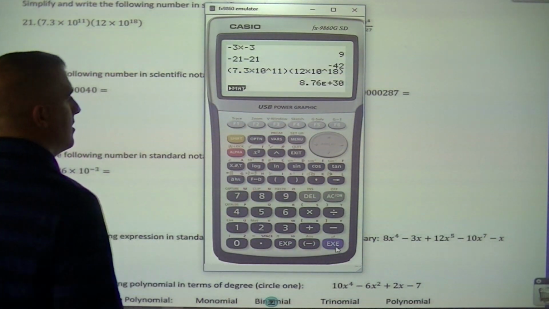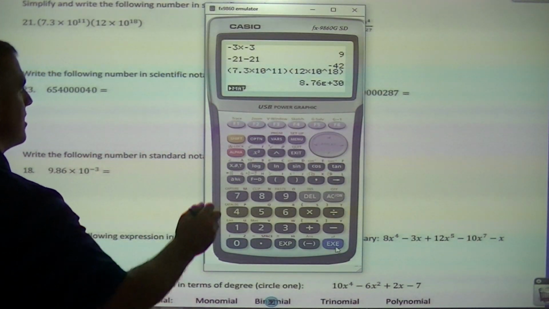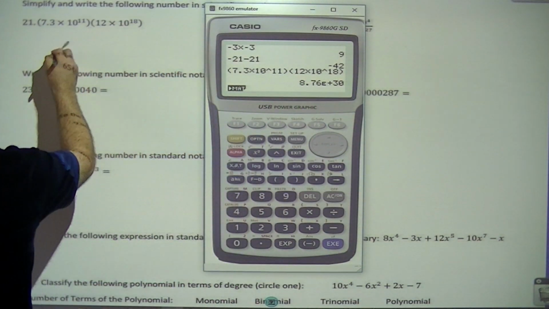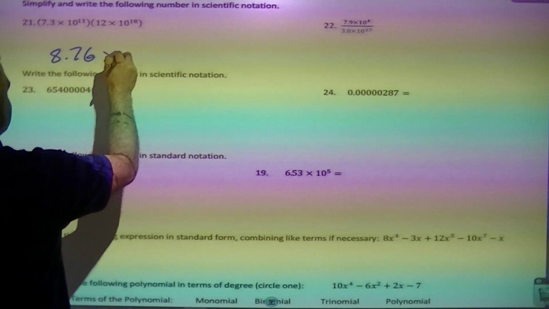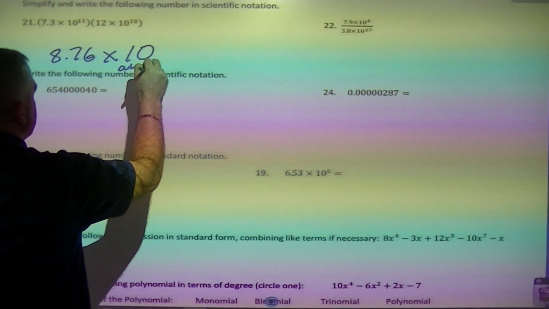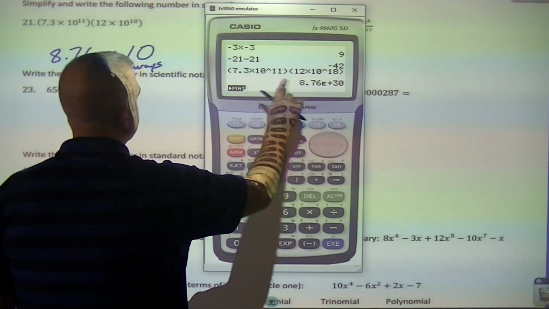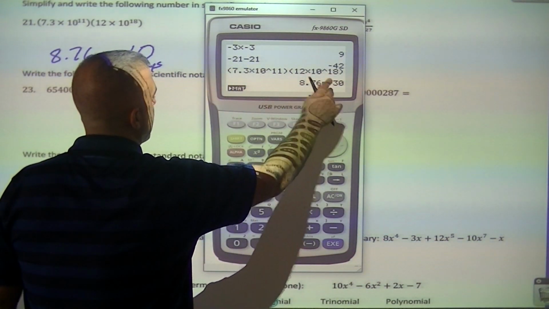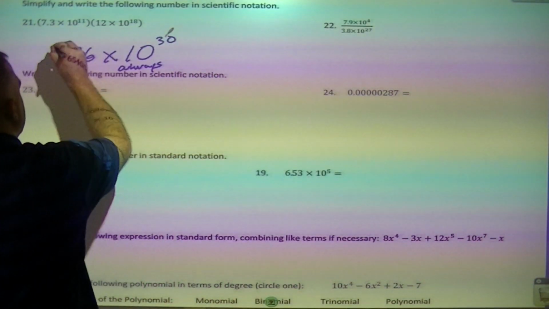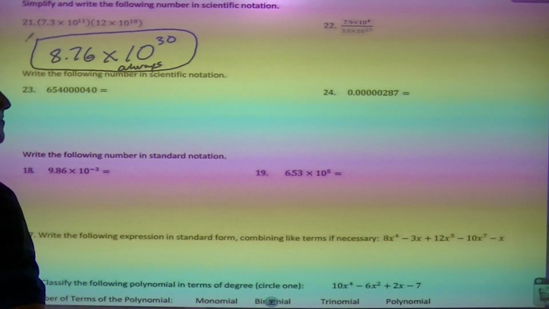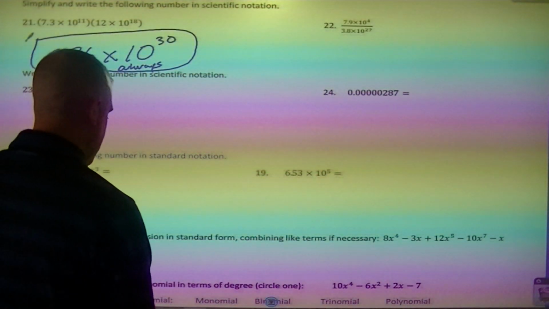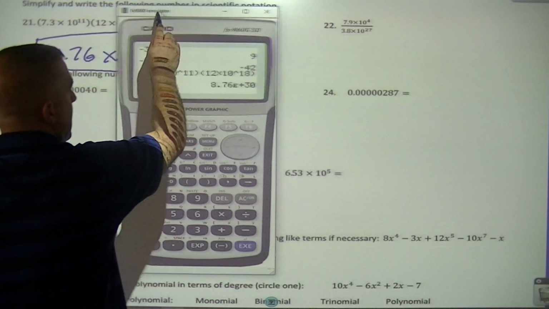Okay, now, what this means is, I have 8.76 times 10. This is always going to be here, okay? And what that E means is that's prompting you for that, and that means that exponent is a +30. Okay? Now that one's hard to see, but that is 7.9.